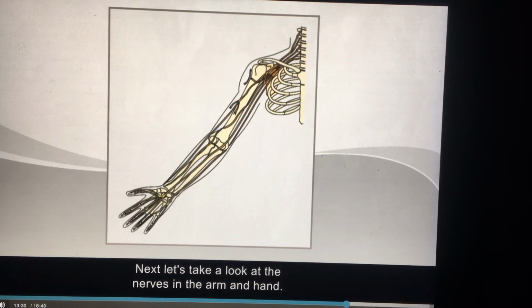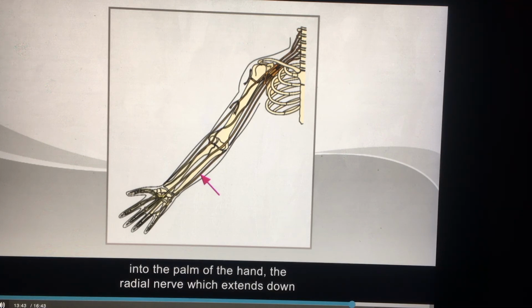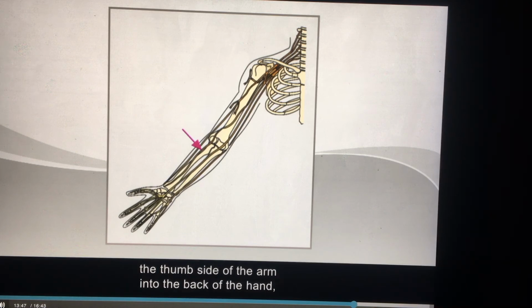Next, let's take a look at the nerves in the arm and hand. There are 4 primary nerves, and all 4 are mixed nerves. These 4 nerves include the ulnar, which extends from the little finger side of the arm into the palm of the hand, the radial nerve, which extends down the thumb side of the arm into the back of the hand, the median nerve, which extends down the mid-forearm into the hand, and the digital nerve, which extends into the fingers.